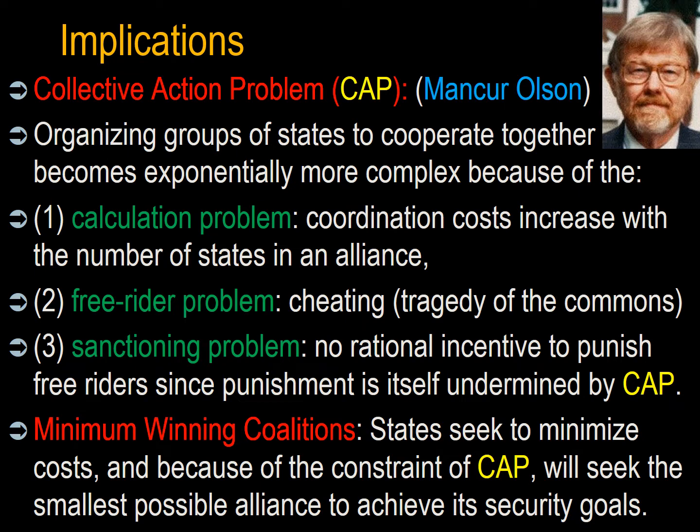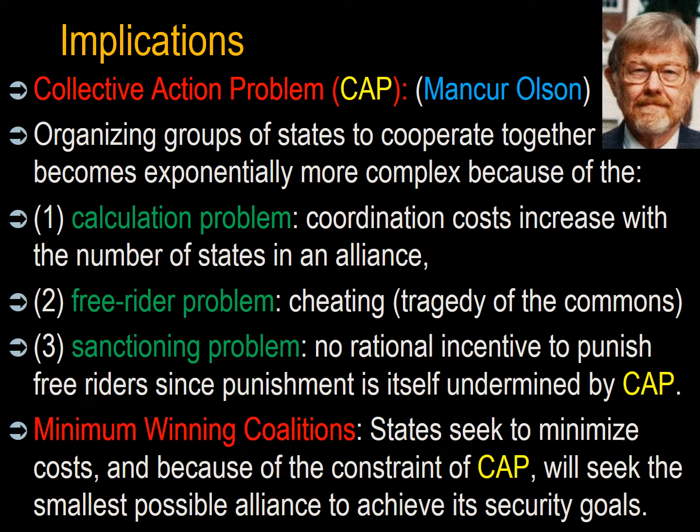Number three, the sanctioning problem. If one of the countries cheats, to punish that country takes resources. It's not rational for a given country to go and then punish that free rider, because punishment itself requires coordinating action by the members of the alliance. So it's another collective action problem.